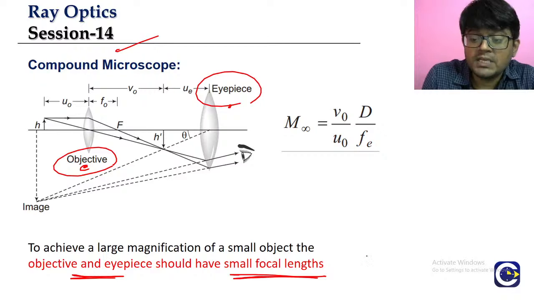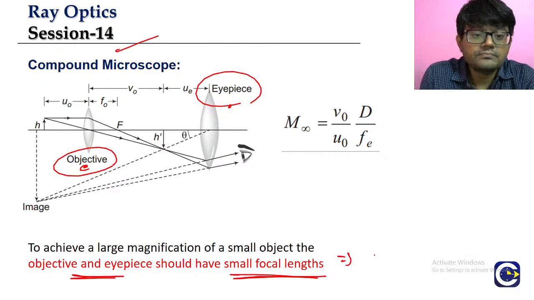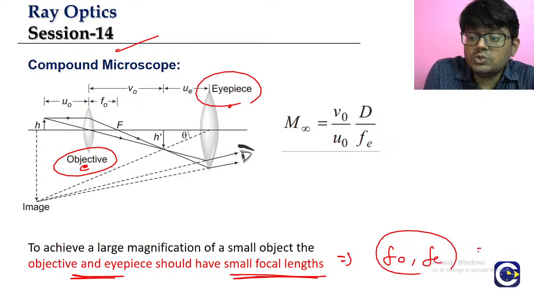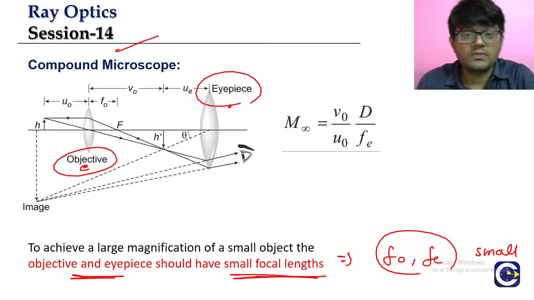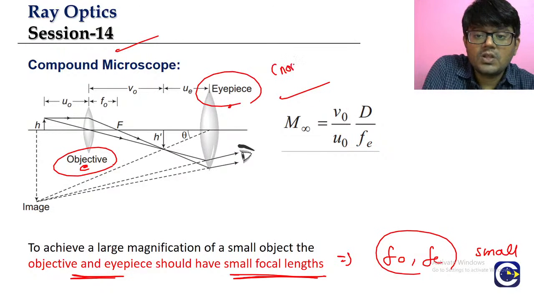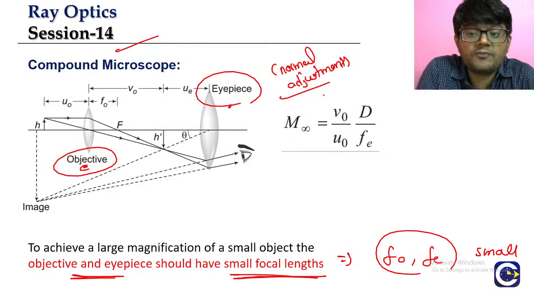Means what? The setup of the compound microscope. What is a suitable arrangement for creating a compound microscope which will give us a large magnification value? The FO value and FE should be small. So why should it be small? Because you look at the magnification factor in the normal adjustment, the magnifying power in the normal adjustment. We'll just take one formula and try to analyze. In the normal adjustment, what is the formula?